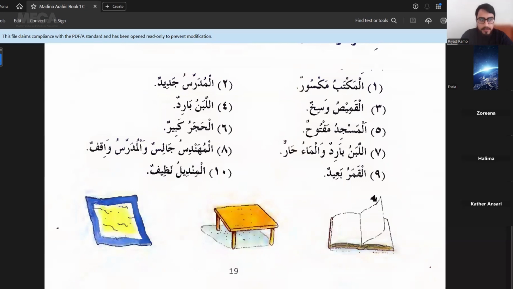All right, so very good. Let's continue. Who's next? I think Halima is next. This one, please. Al-labanu baridun wal ma'u harun. No. Al-labanu. Slowly. Everyone go slowly. Al-labanu baridun. Al-labanu baridun. The milk. Wal ma'u harun. The milk is hot.